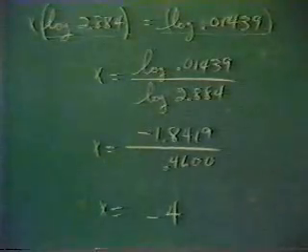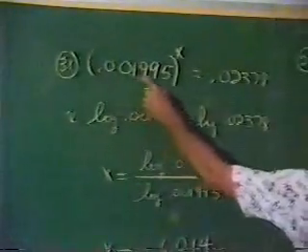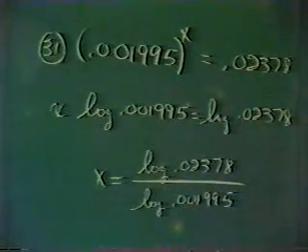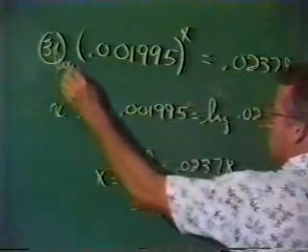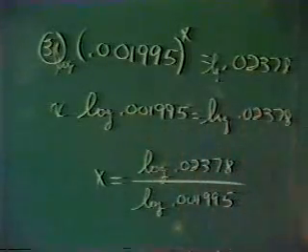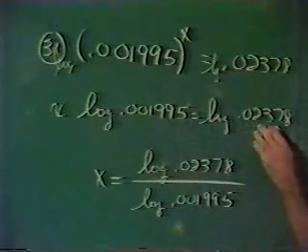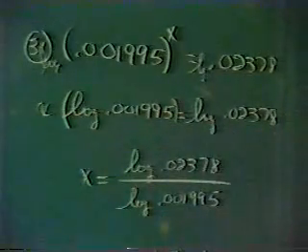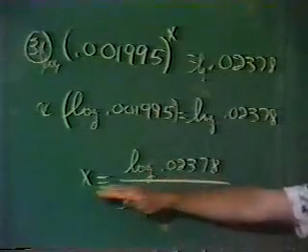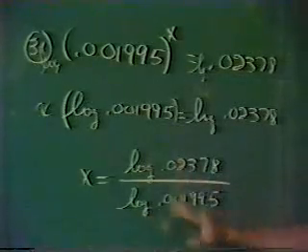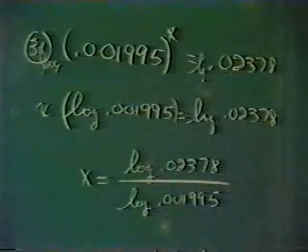Okay, last example. We have 0.001995 to the x power is equal to 0.02378. Again, we take the log of both sides, and moving the power out in front, we have x log of 0.001995 is equal to the log of this number. So x is the log of this divided by this. And we have a log of something all divided by the log of something, so we have to go look that up, then divide it out, and we come out with x equals 0.6014.